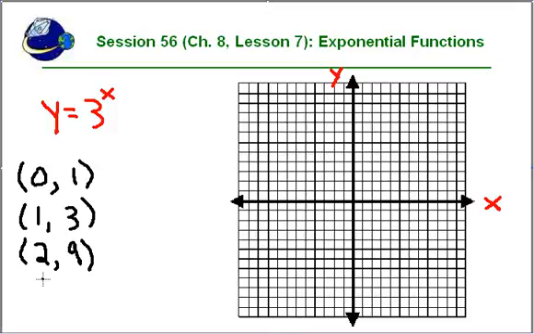Well, let's take a look at x being a negative number. What if x is a minus 1? Well, if x is a minus 1, 3 to the minus 1 is the same thing as 1 over 3 to the first, and that is simply 1/3. And we'll do just one more here. What if x is a minus 2? 3 to the minus 2 power is the same thing as 1 divided by 3 to the positive 2 power. That gives us 1/9.